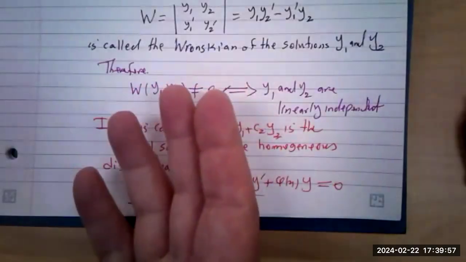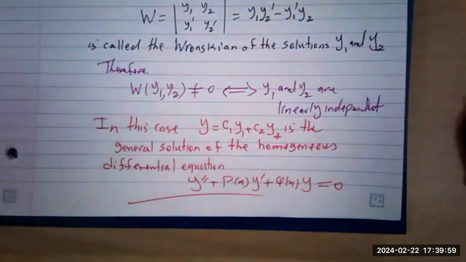This is a 2x2 matrix. If you have an equation of the third order, you need Y1, Y2, Y3, then you have to have the 3x3 matrix. Okay, we are not going to go through those.